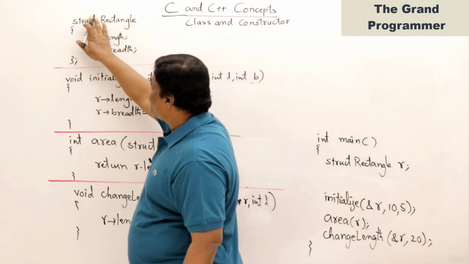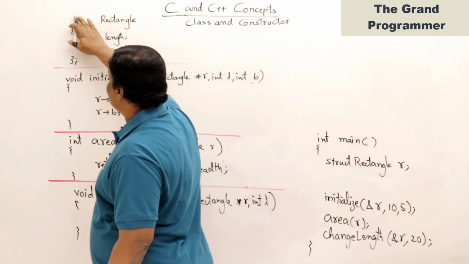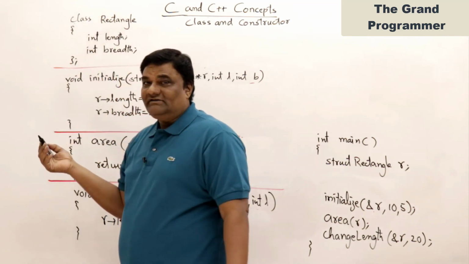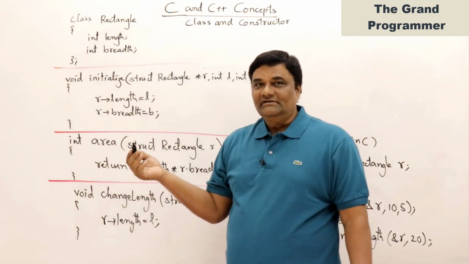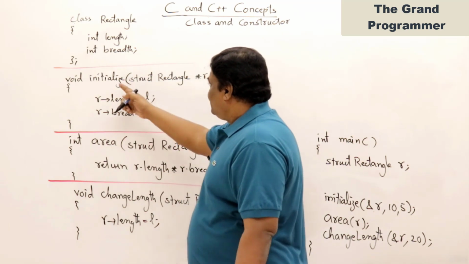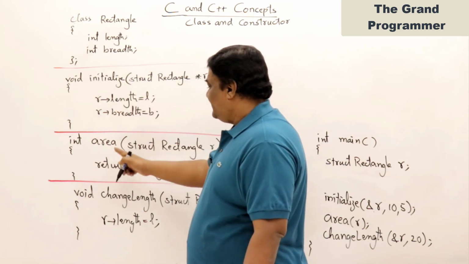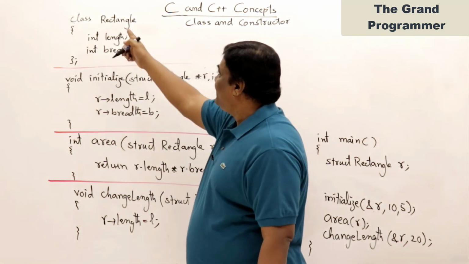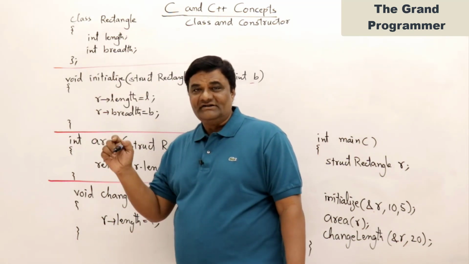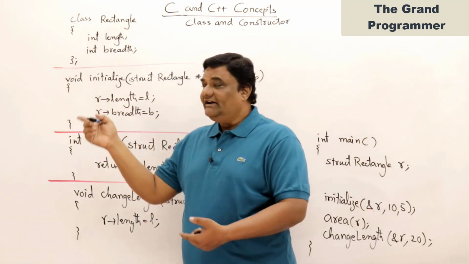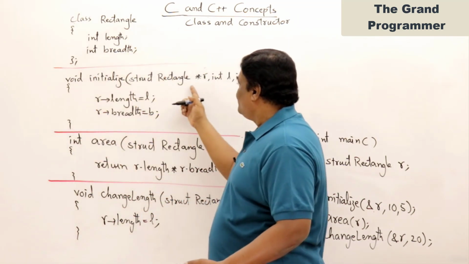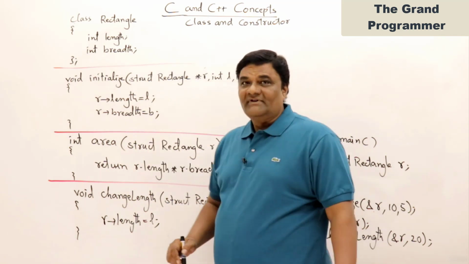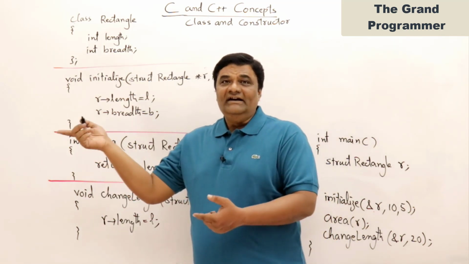See, this is a structure. I will call it as a class rectangle. Now, structure is converted to a class. Then, these functions, initialize, area, change length, are meant for that structure only. If that structure is not there, there is no use of these functions. See, it is taking rectangle, it's taking rectangle, it's taking rectangle. So now the question is, why they are outside?